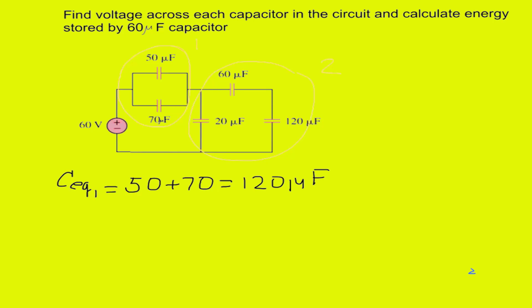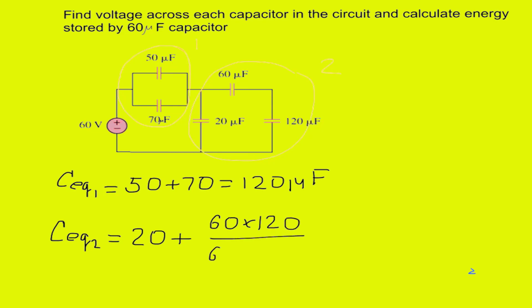And then we go into the second group. What do we have here? We have 20 connected in parallel to these two, 60 and 120. So that means the equivalent capacitance for the second group will be 20 plus, and how do we find the equivalent from two capacitors connected in series? We do 60 times 120 over 60 plus 120. And the answer is 16 microfarads.